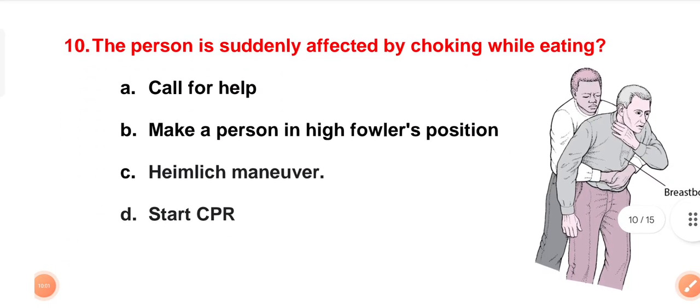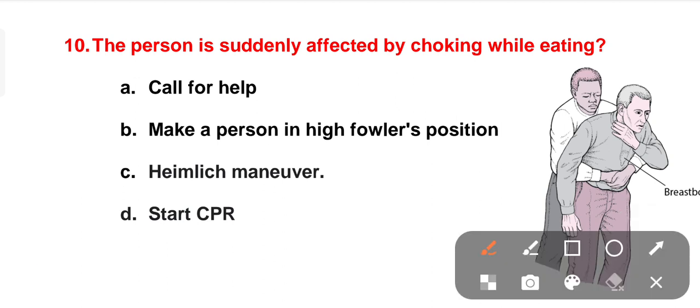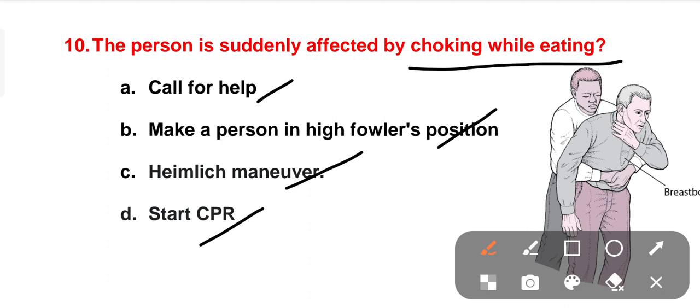So the next question is, the person is suddenly affected by choking while eating. Commonly we will see some people getting choked while they are eating. So at that time what will you do? Call for help, make the person lie in a high Fowler's position, do the Heimlich maneuver, or start CPR. In this situation, what will you do?